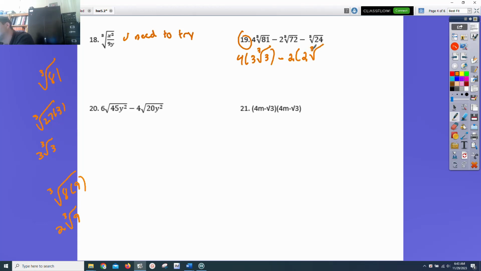And then I have minus the cubic root of 24. So thinking about cubic root of 24, it is the cubic root of 8 times 3, and the cubic root of 8 is 2.